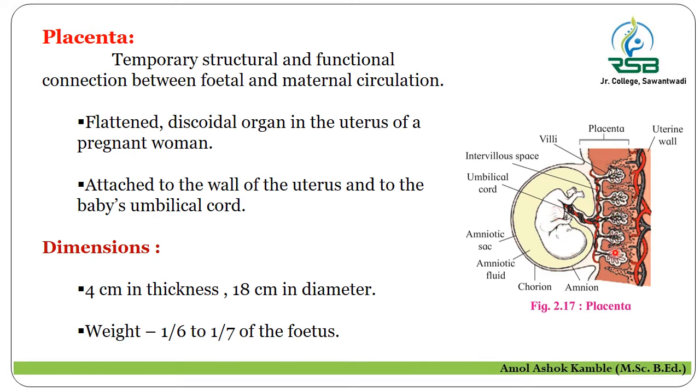The placenta is a flattened discoidal organ in the uterus of a pregnant woman. It is attached to the wall of the uterus and to the baby's umbilical cord.